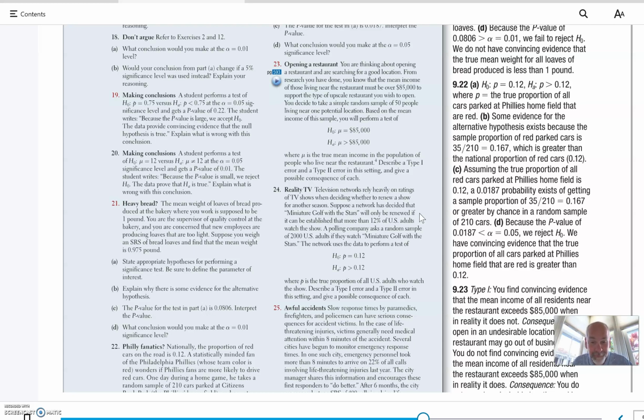But anyway, all right. A polling company asks a random sample of 2,000 adults if they watch this show, and they're going to do a test where p is the true proportion. This is all the setup for hypothesis tests to find out if we have statistically significant evidence. But that's not what the question's asking. The question's asking what would be a Type 1 error and a Type 2 error and a possible consequence.